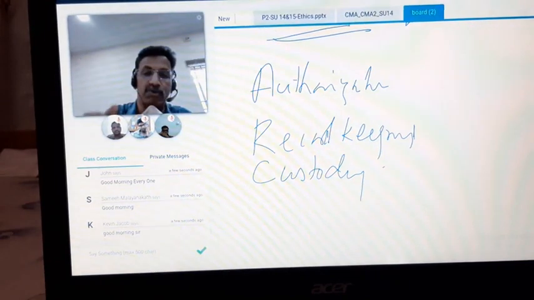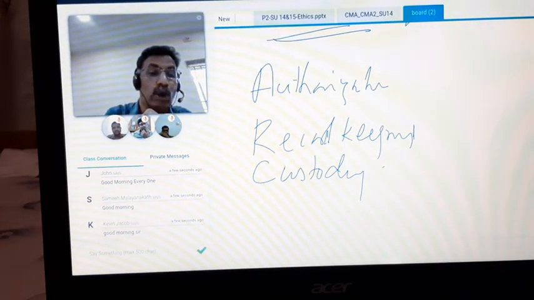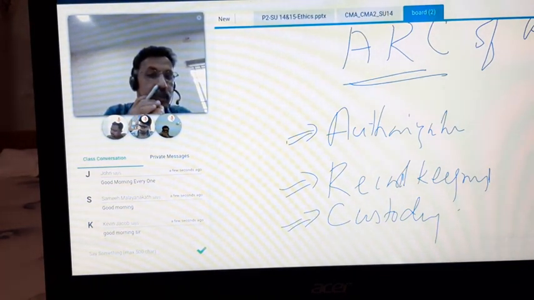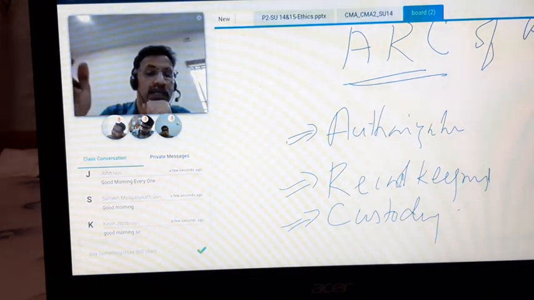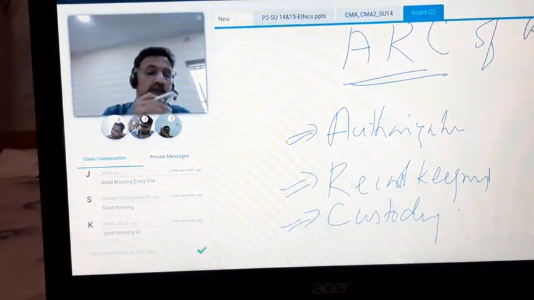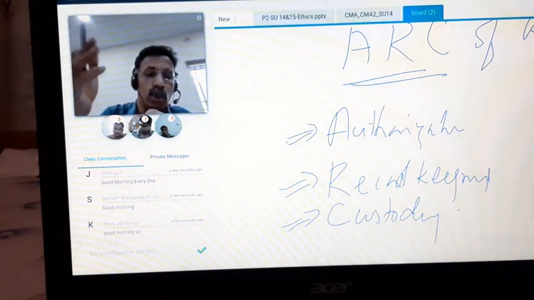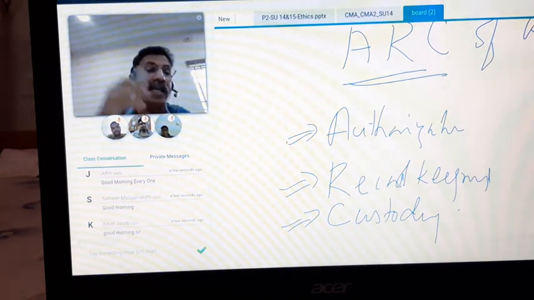Like, while one person is performing, another person is checking, so it gets corrected. That is the meaning. So these are the conflicting functions: authorization, record keeping, and custody. A person who is authorizing a transaction should not be doing the record keeping corresponding to that. A person who is keeping the records or authorizing a transaction should not have custody of the related asset.